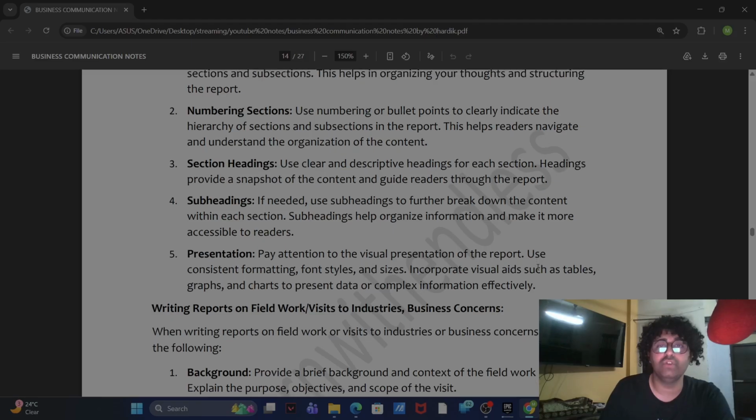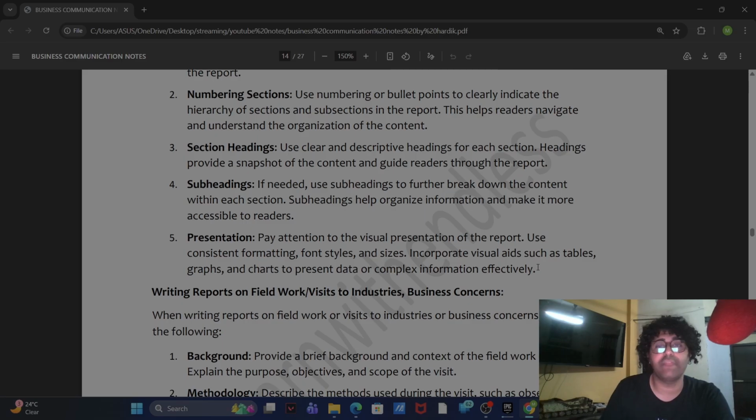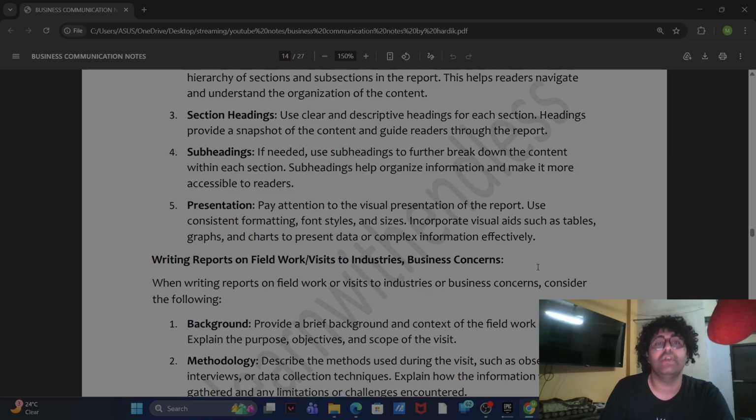Numbering sections. Use numbering or bullet points to clearly indicate the hierarchy of sections and subsections in the report. This helps readers navigate and understand the organization of the content. Section headings. Use clear and descriptive headings for each section. Headings provide a snapshot of the content and guide the reader through the report. Subheadings. If needed, use subheadings to further break down the content within each section. Subheadings help organize information and make it more accessible to readers.